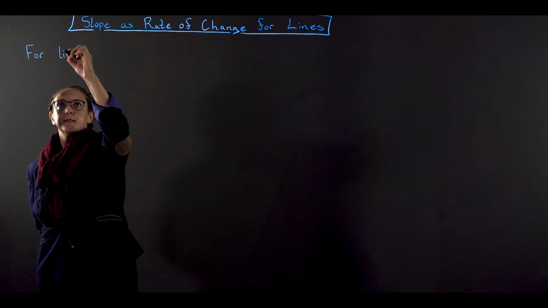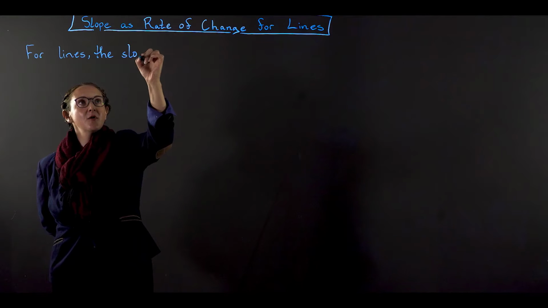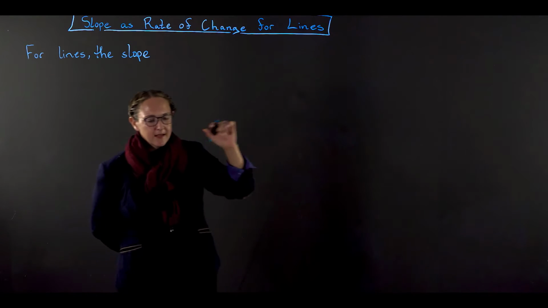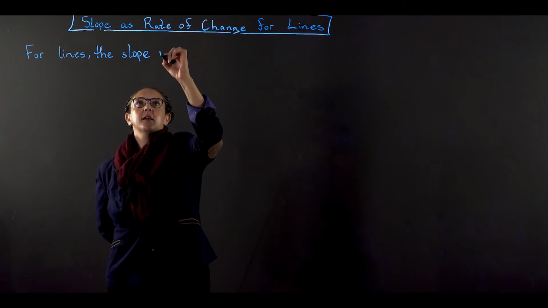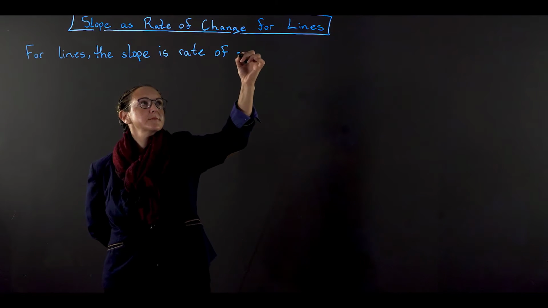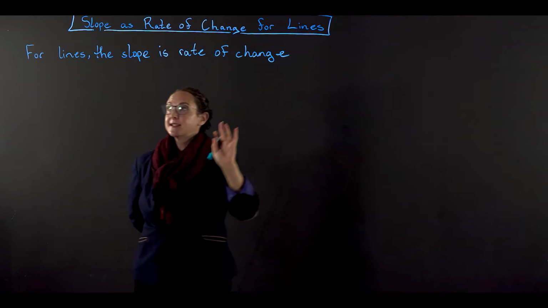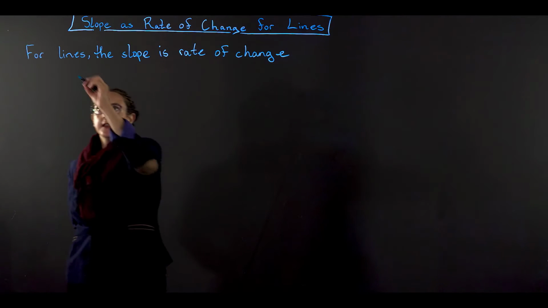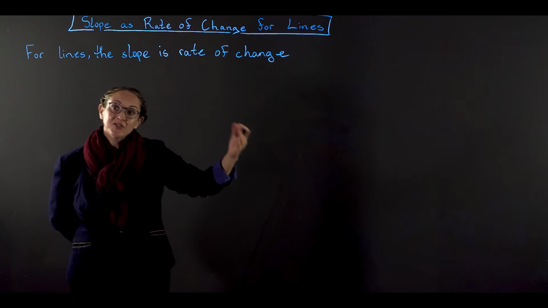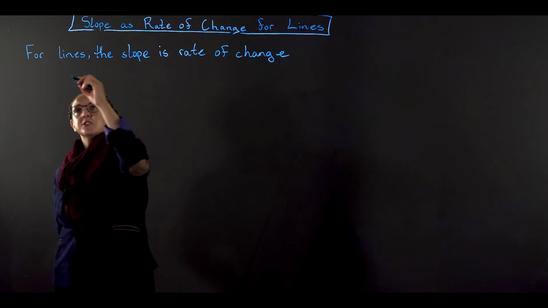So for lines, the slope of the line is going to be a rate of change, okay? And specifically what it's the rate of change of, because you always need to know what you're changing with respect to what. Okay, so this is going to be the rate of change of y.